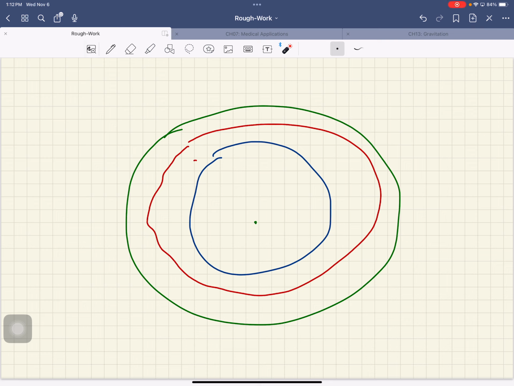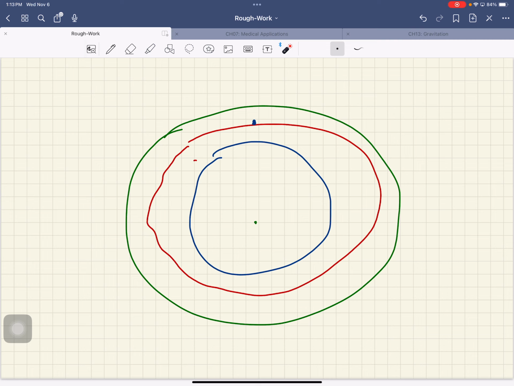Okay, so if you are here, this shell has 0 force. The only thing that is attracting you is this mass of the Earth. When you're here, only the mass underneath your feet is attracting you. So as you go deeper and deeper, less and less mass is attracting you, and the force on you is getting smaller and smaller, till you get to the center of the earth when it's zero.